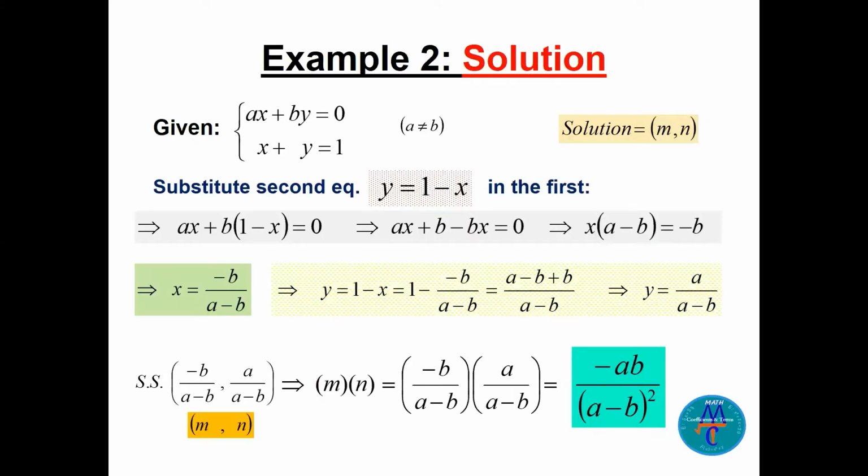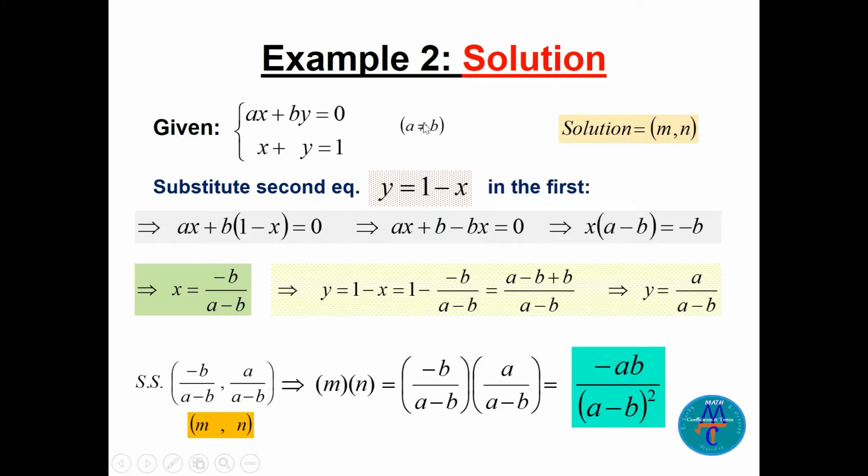As we mentioned, we can choose the easy equation. I think the easy equation is x plus y is equal to 1. So substitute equation 2, y equals 1 minus x, in the first equation here. So it will be ax plus b, in the bracket we put 1 minus x, is equal to 0, multiply. Then we take a common factor here. See, ax minus bx, we need a common factor, x(a minus b), and then we divide by a minus b.